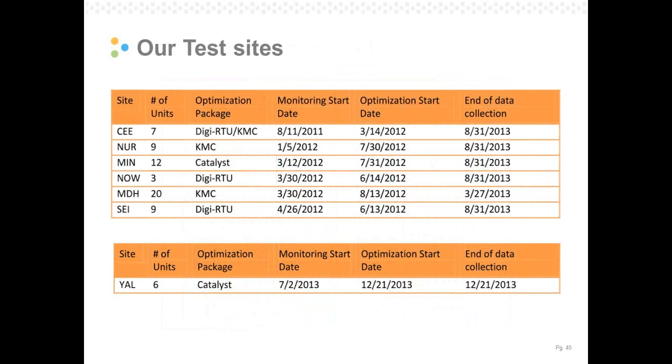But we were able to capture enough data to make significant or substantial data on that package. And then you also notice that the Yale site, the YAL site, was only monitored during the summer, and the optimization package was not monitored into the dead of winter. So there's only summer data on that particular unit.